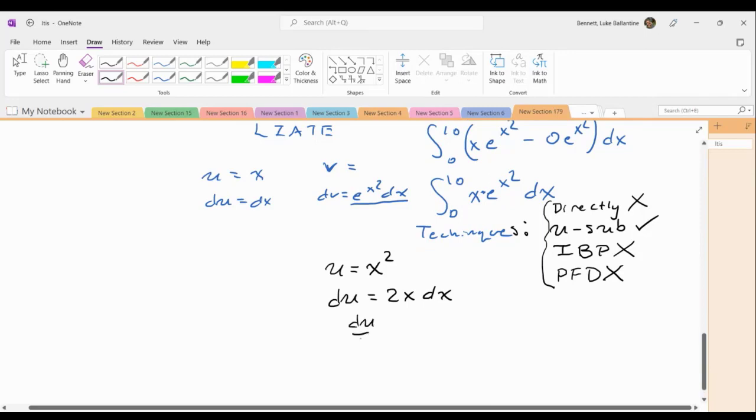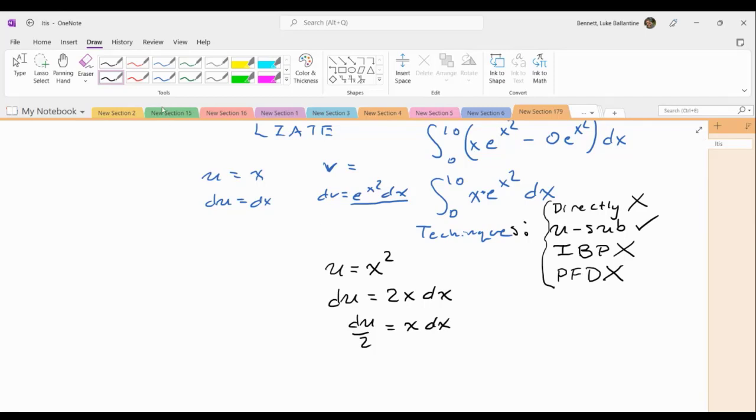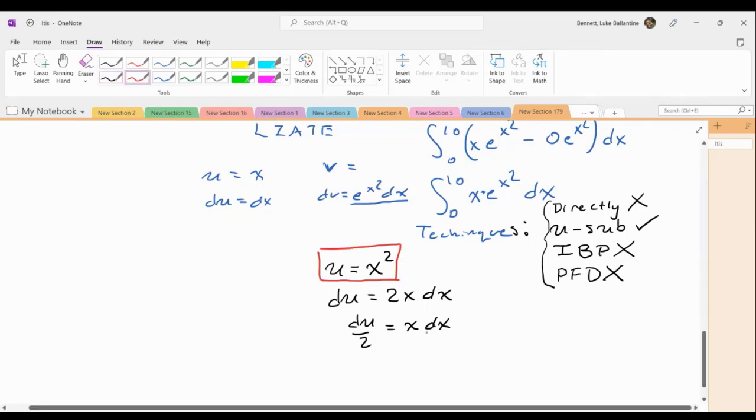So this is du over 2 equals x dx. If I choose u to be x squared, this means that x dx is du over 2. We have an x dx in our integral, up to ordering. We can just reorder it, and then it'll be exactly like this. So that takes care of our x dx, and then our e to the x squared would just be e to the u. And I know how to integrate e to the u.